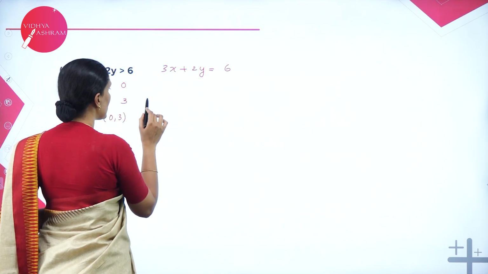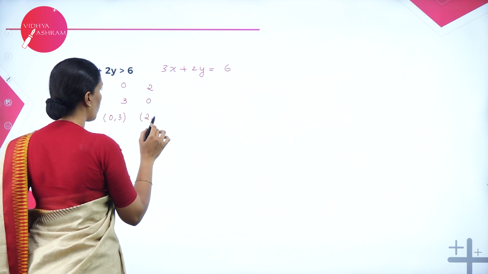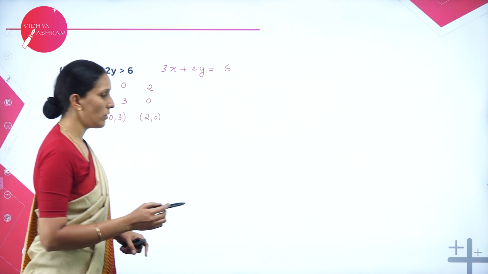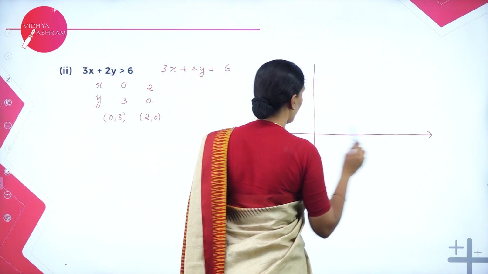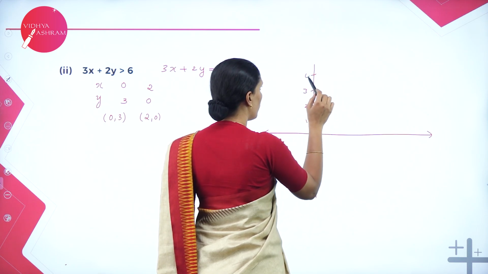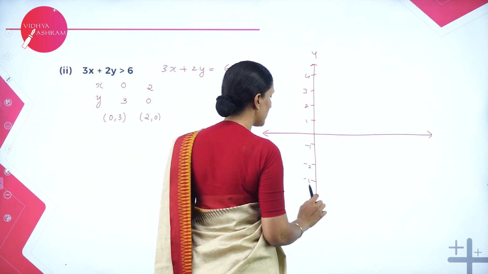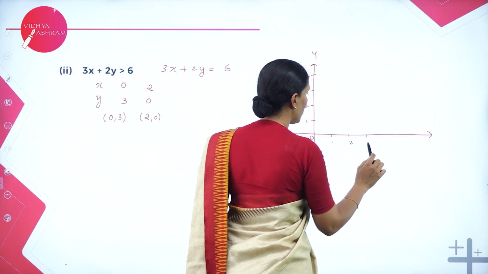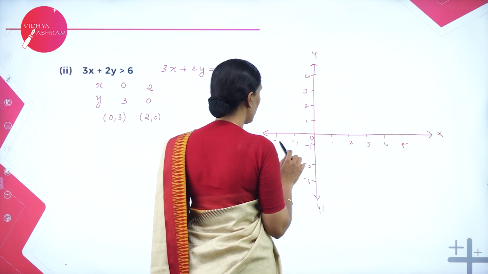And if we put y as 0, we'll get x as 2. So the second point is (2, 0). So clearly we have a line through (0, 3) and (2, 0). So let us plot the coordinates here. So 1, 2, 3, 4 is y. Minus 1, minus 2, minus 3 is y dash. 0, 1, 2, 3, 4, 5 is x. Minus 1, minus 2.